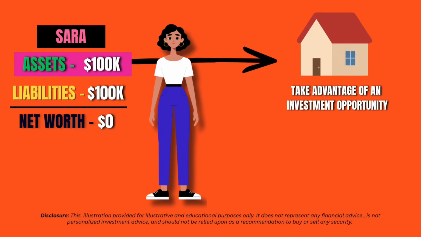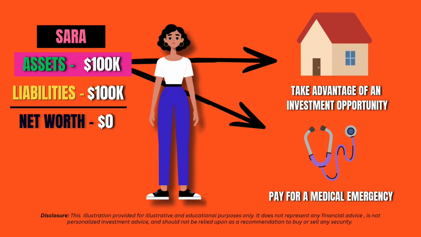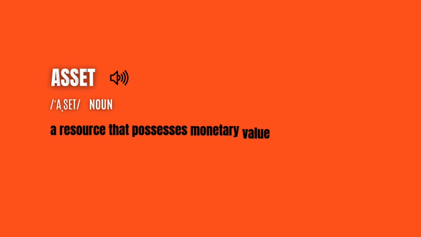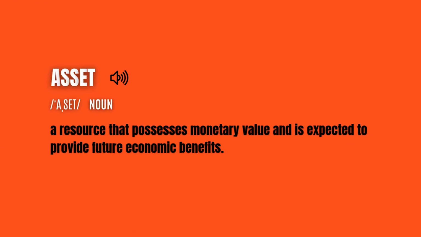If Sarah needs to seize an investment opportunity or needs money for an emergency, she can leverage the assets that she currently has. And before I go down a deeper rabbit hole, let's talk about what an asset actually is. An asset is a resource that possesses monetary value and is expected to provide future economic benefits. Assets can be broken into three categories.